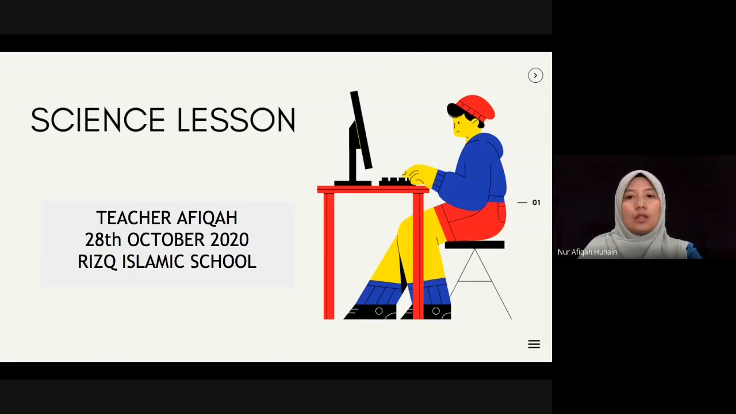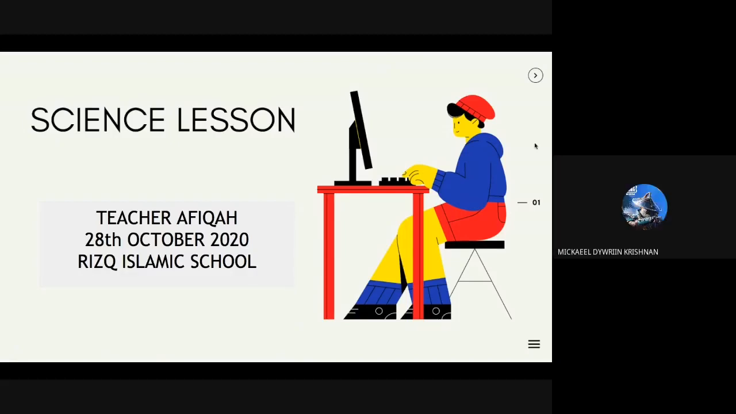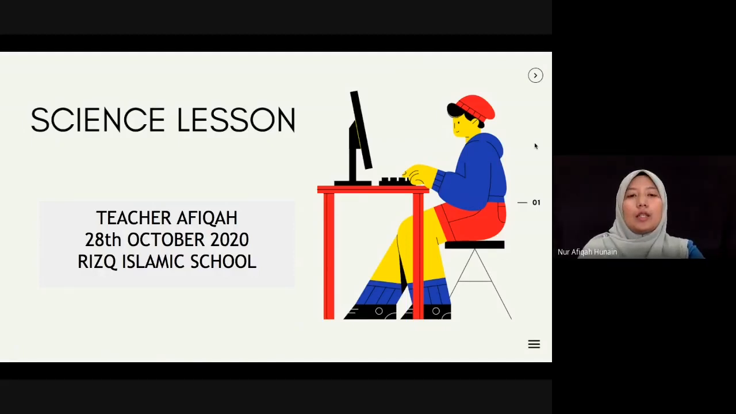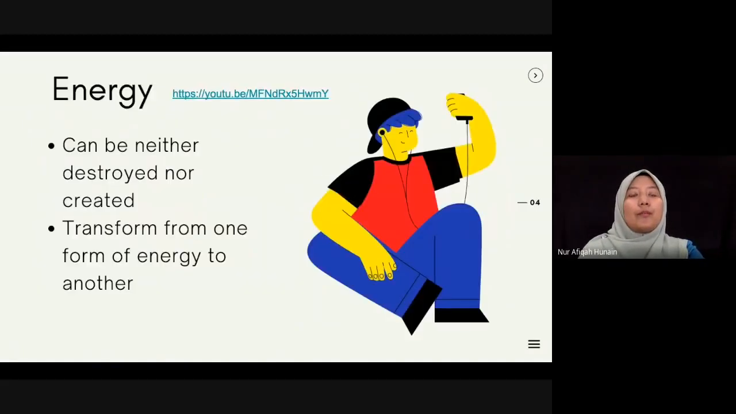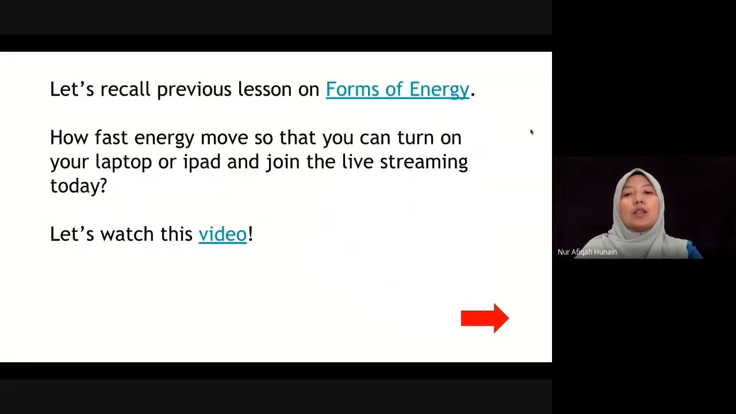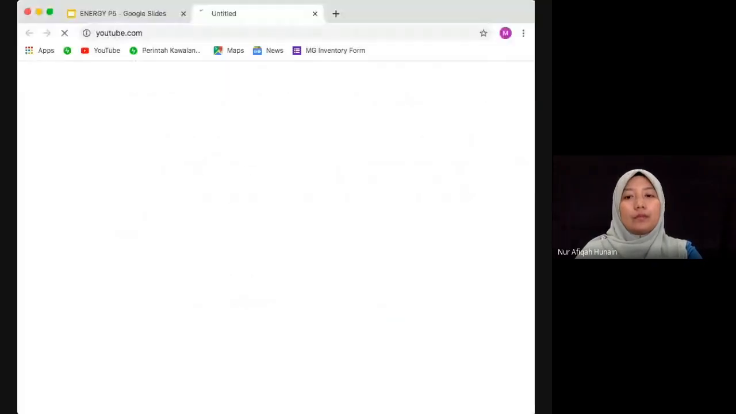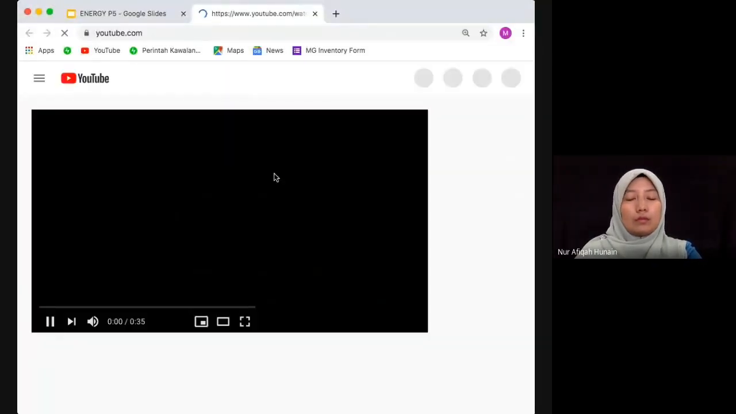Can you see? Everyone, can you see? Yes, teacher, I can see. All right. So first, energy is an ability to do work. It can be neither destroyed nor created. And it can transform from one form of energy to another. Okay? So let's recall the previous lesson on forms of energy.